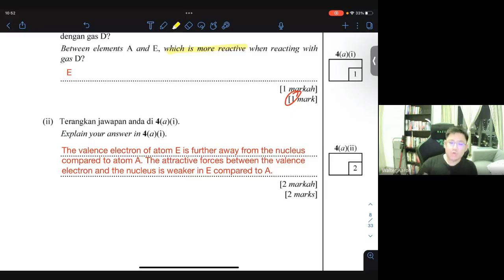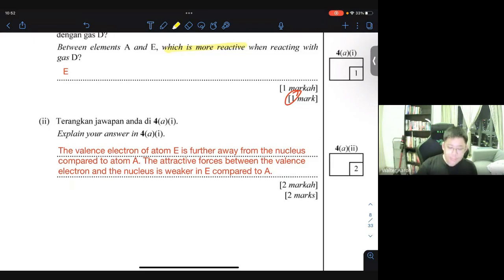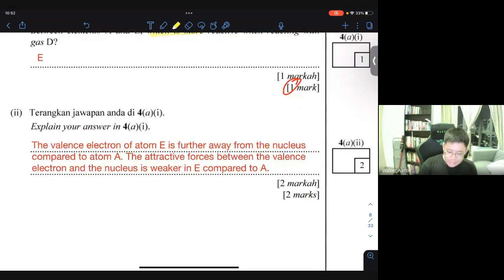E has more shells, 2 extra shells compared to A. So the valence shell is further away from the nucleus. The pulling force from the nucleus towards the electrons in the valence shell is actually weaker compared to A. So therefore, the answer is very simple, right? The valence electron of atom E is further away from the nucleus compared to atom A. The attractive forces between the valence electron and the nucleus is actually weaker. You must actually explain that the attractive forces between the valence electron and the nucleus is weaker in E compared to A. Now, since they actually ask you to explain, it's just 2 marks. You just give these two answers, you get 2 marks already automatically. Right, so that's the answer.